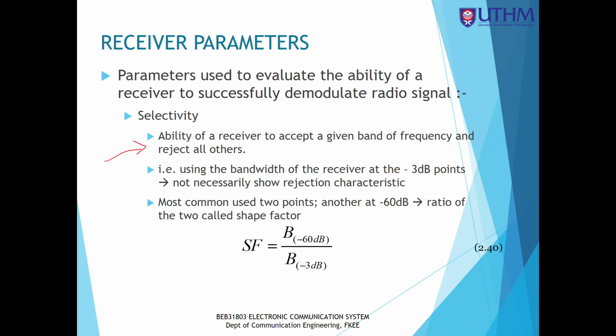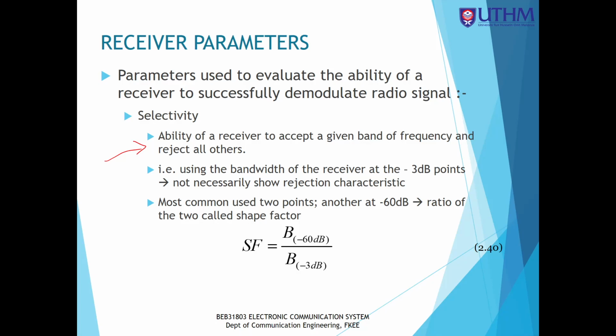So the receiver must have very good selectivity characteristics, where it can select a certain bandwidth and reject the other unwanted frequencies. This is actually the filter parameter at the receiver. That means the filter at the receiver side must be good enough to select certain frequencies and reject the others. So how do we measure the selectivity characteristic?